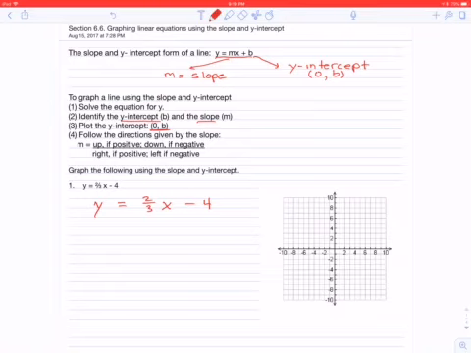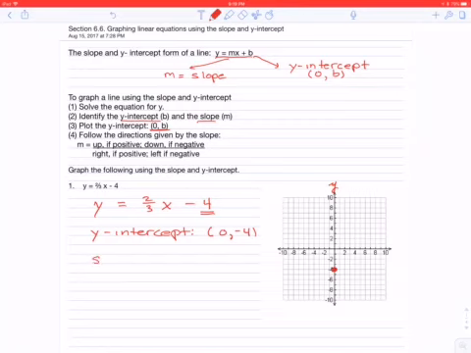It already is solved for y, so it's already in the slope-intercept form. So the first thing we do is we'll identify the y-intercept. That is the number that stands by itself. So the y-intercept has the coordinates x is 0, y is negative 4. So on the y-axis, I'll make a point at negative 4, or when x is 0, y is negative 4.